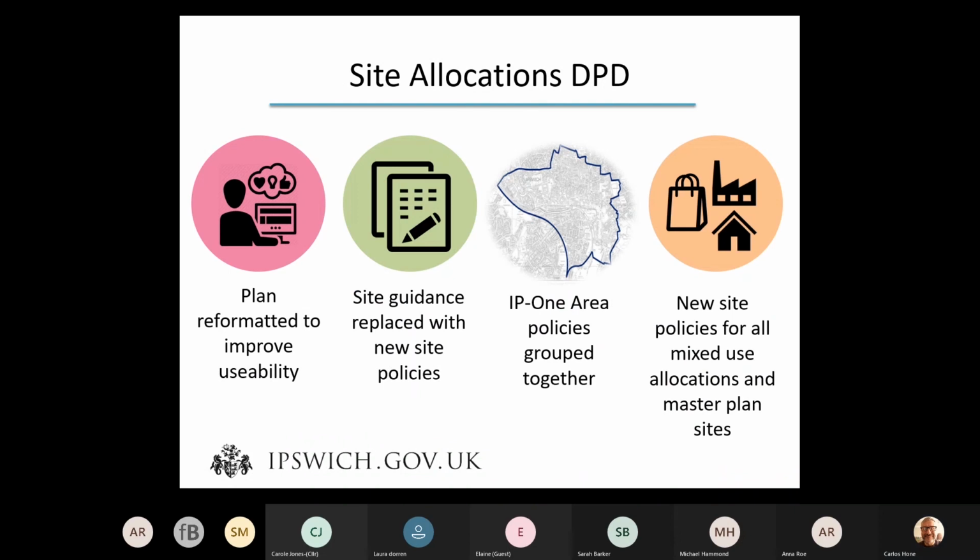The site allocations development plan document. Although there appears to be substantial change to this part of the plan, largely it relates to reformatting the document to improve usability and clarity. The following changes have been made at the inspector's request to ensure the plan is clear and unambiguous. The site guidance sheets have been replaced with site policies. All policies related to the IP1 area have now been grouped together, and site allocations outside the IP1 area are now also grouped together. All mixed-use allocations that require master planning have their own policy now.